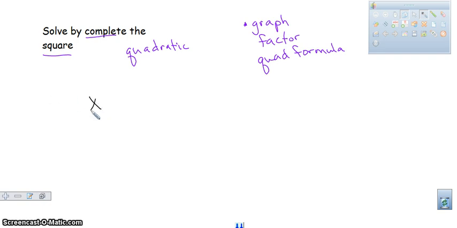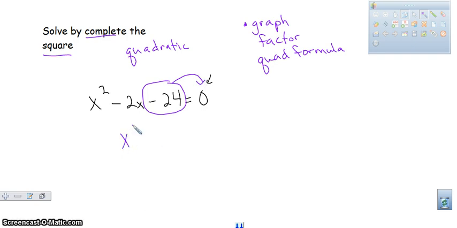So we're going to start with this basic quadratic, x squared minus 2x minus 24 equals 0. The first thing is, it always has to equal 0 before you start completing the square. Well, technically it doesn't, but I like to set them equal to 0. Then what you do is you move the constant to the other side. x squared minus 2x equals 24.